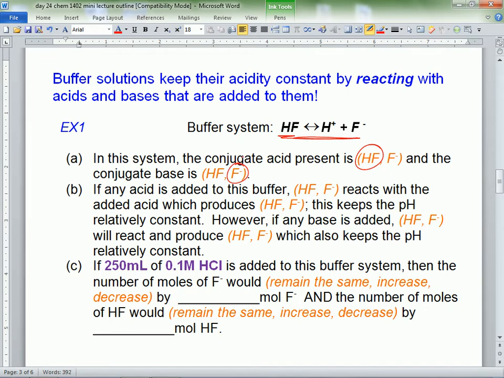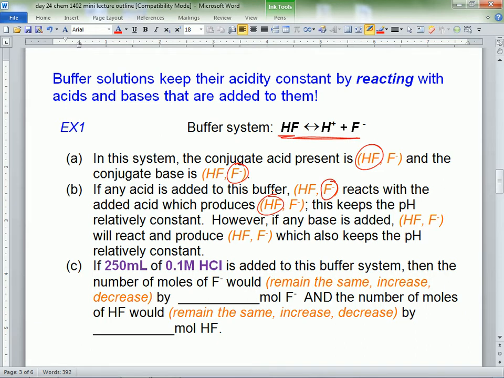If any acid is added to this buffer, we're adding an acid. So what can react with an acid? Only a base. So which one is the base? Is it the HF or is it the F? We just said the conjugate base is the F, right? So F has to react. Keep going, Diana. F reacts with the added acid, which produces HF. The conjugate base reacts and it produces HF. And keep going. This keeps the pH relatively constant.